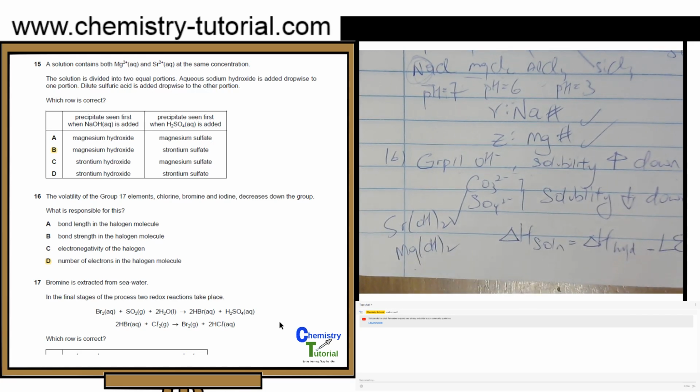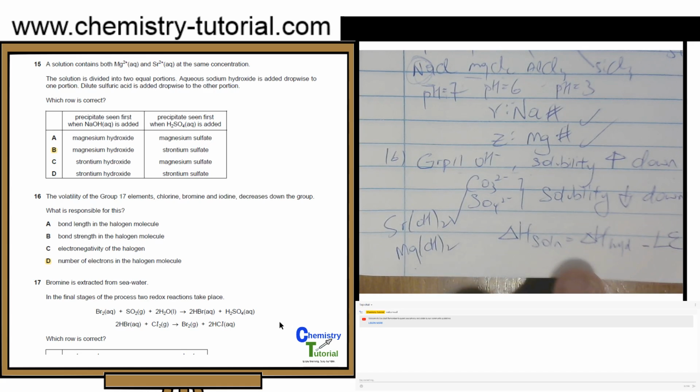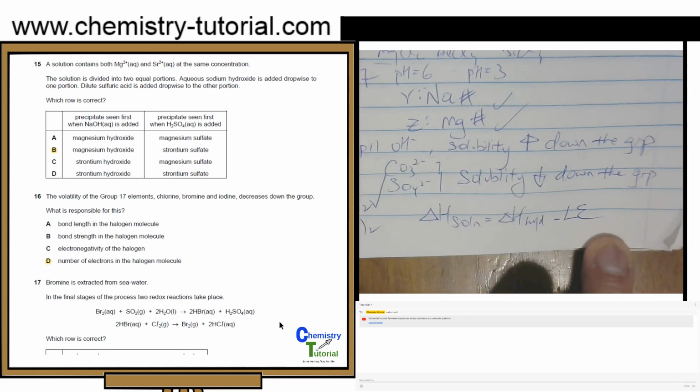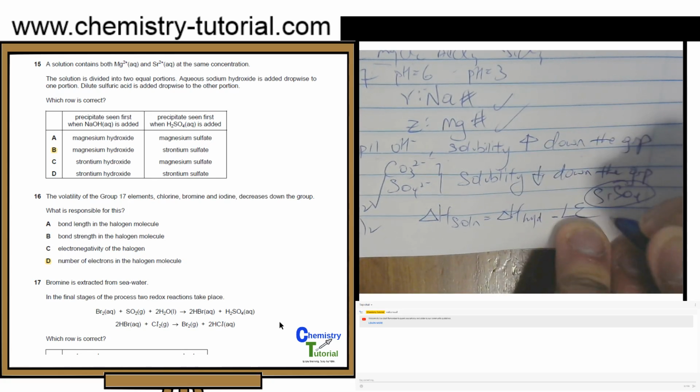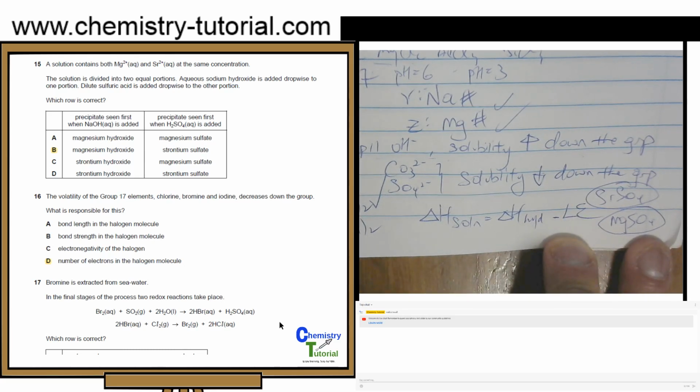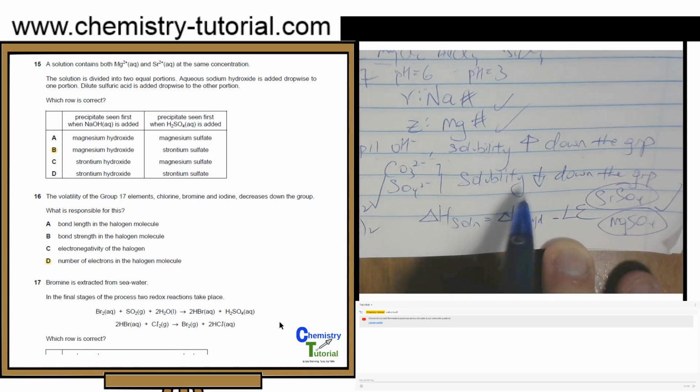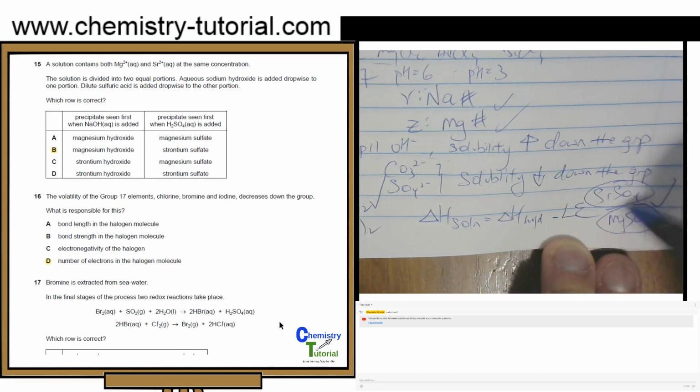Next, let's look at the sulfate portion. So we add sulfuric acid. Which precipitate will be seen first? Now, using the same argument, strontium sulfate versus magnesium sulfate, which is less soluble? Strontium sulfate is less soluble because the solubility of sulfate and carbonate will decrease down the group, which means you're going to see this precipitate first. Therefore, strontium sulfate will be the precipitate first seen.